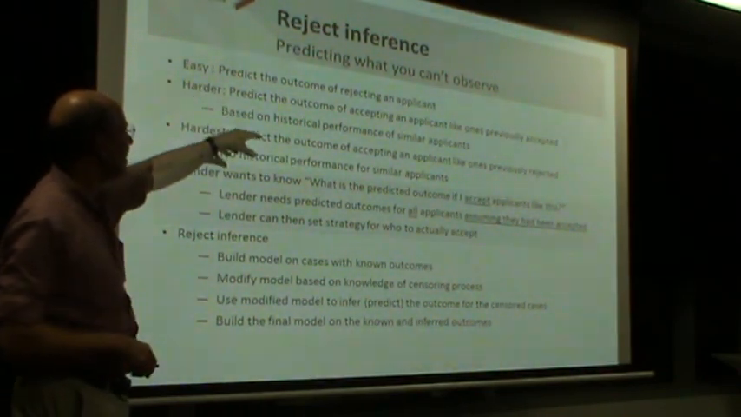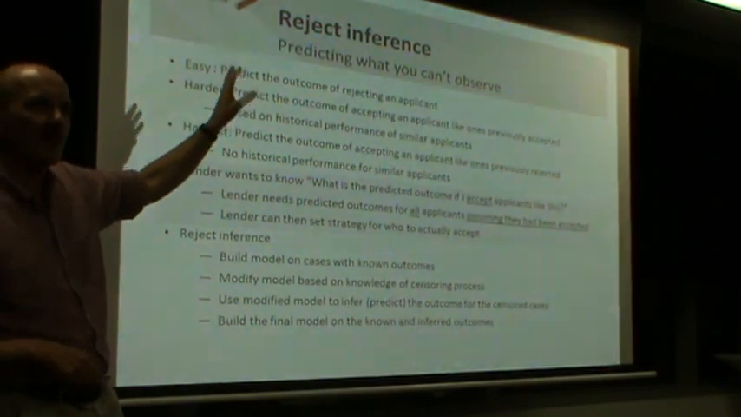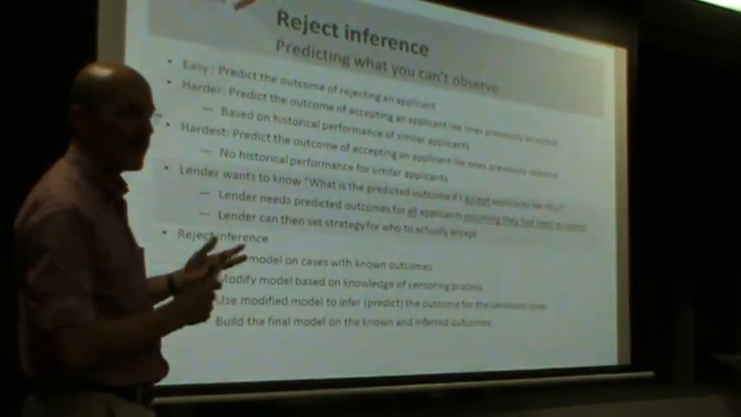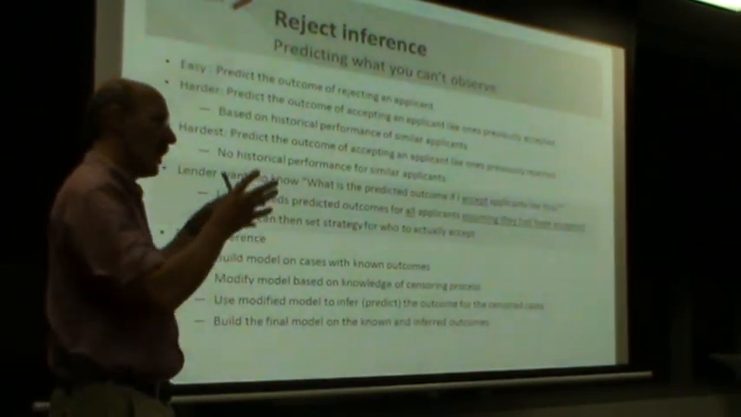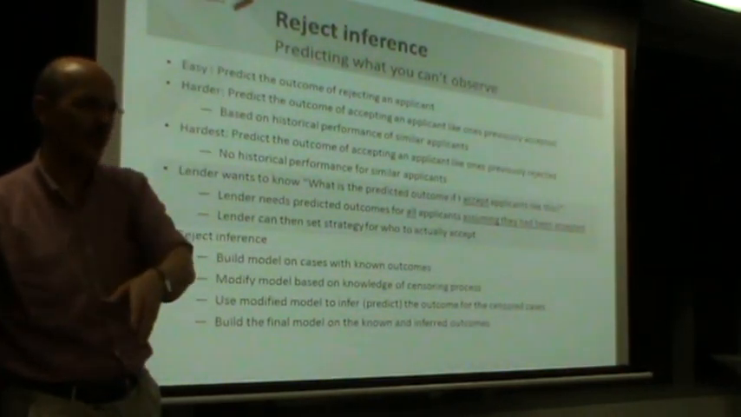The harder problem is predicting the outcome of accepting an applicant where that applicant is like ones who've been accepted in the past. So it's standard statistical logic. People like you, where you is defined in some particular way, historically have shown this level of performance.